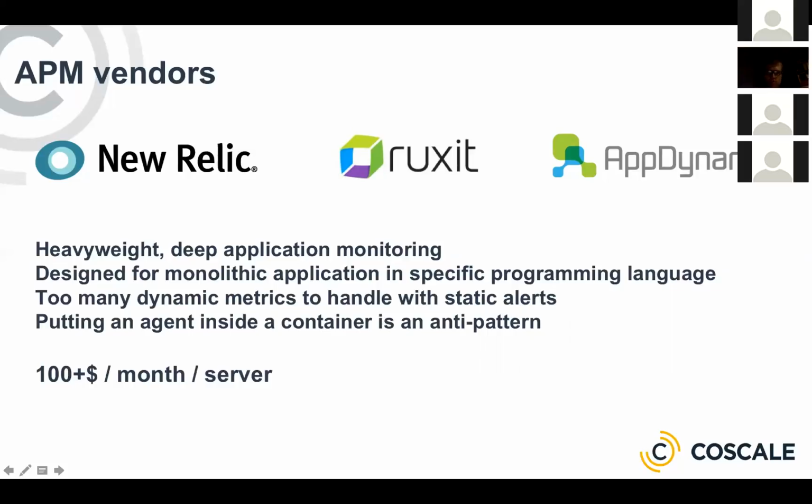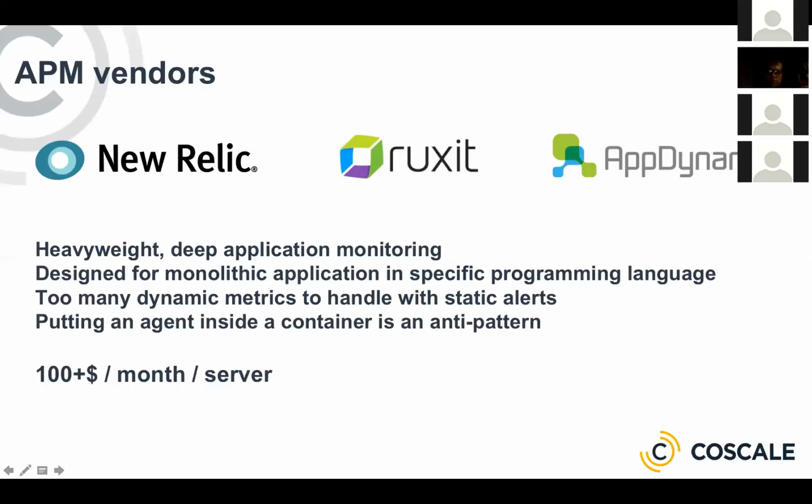And yeah, of course, putting an agent inside the container is a little bit of an anti-pattern. Also, the prices, of course. I think New Relic starts at $75 a month per server, and Ruxit $150, and AppDynamics a little bit more.